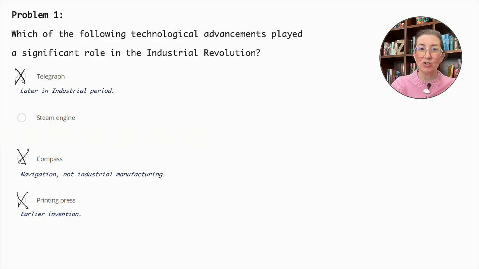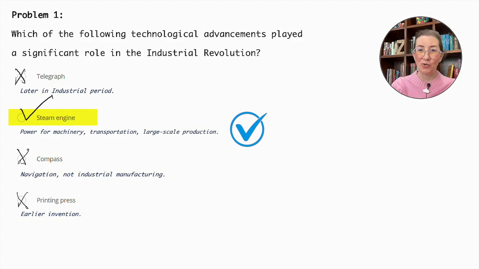The correct answer is the steam engine, which played a pivotal role by providing a new source of power that drove machinery in factories, revolutionized transportation with steam locomotives and ships, and enabled large-scale industrial production. So steam engine is the correct answer.